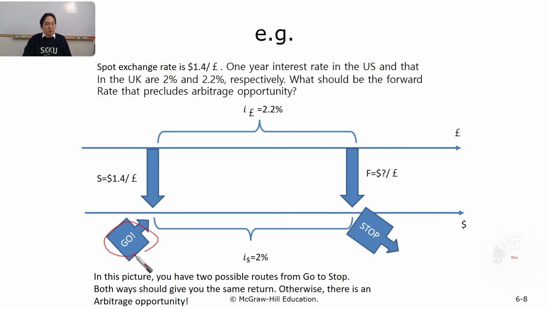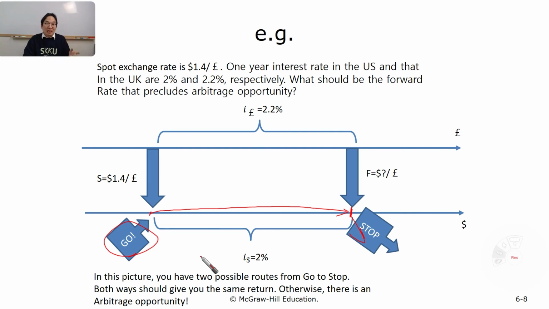You start from here with some US dollar amount as a US investor. And then one way to invest your money is to put your money in the US Treasury, 2% rate in 1 year. And then this is the end point, you stop. So 2% you earn in US dollar terms. That's one investment opportunity.